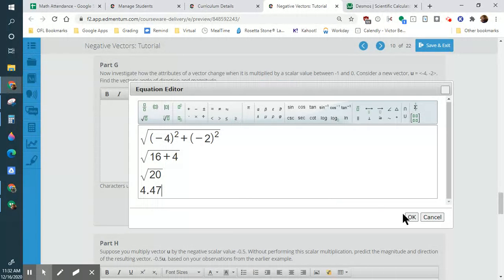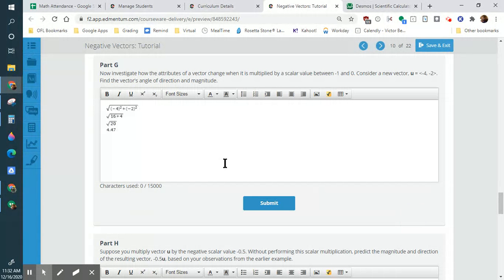And then it wants us to find our direction. So finding a direction, we are going to use tangent inverse.